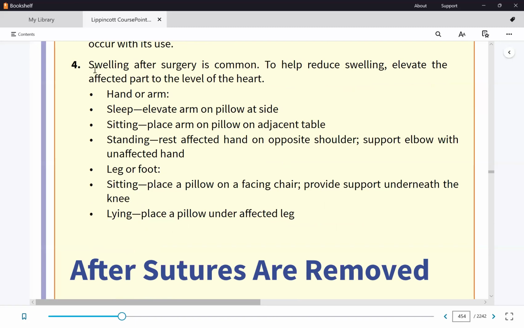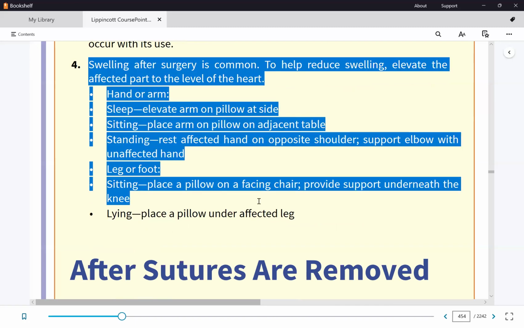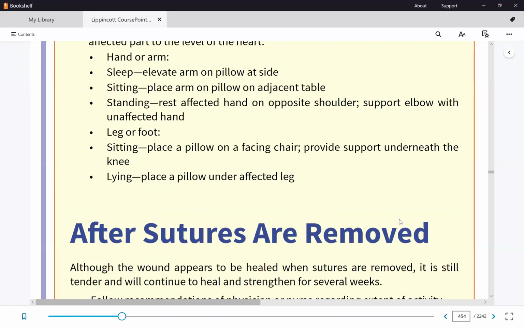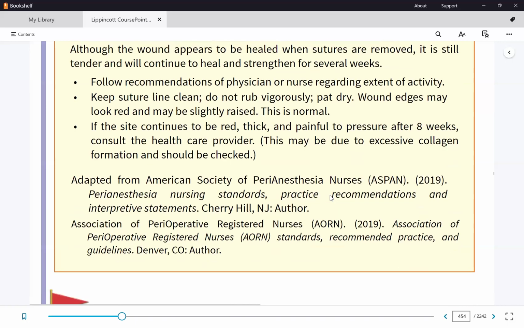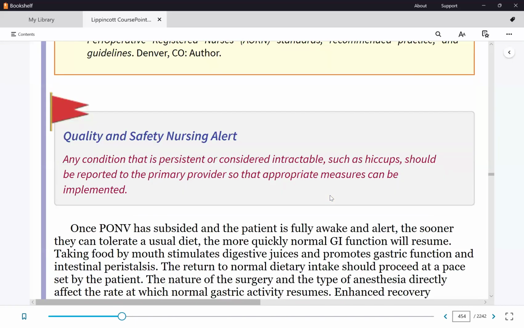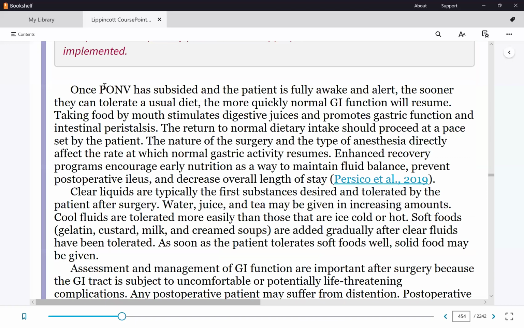Okay, these are ways to reduce swelling of the incision. Once sutures or staples are removed, it's better to keep the incision open to air. All right, or if you want to cover it, maybe just with a dry gauze, but nothing occlusive. Okay, it heals better when it's open to air.